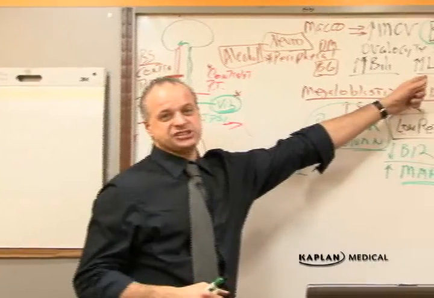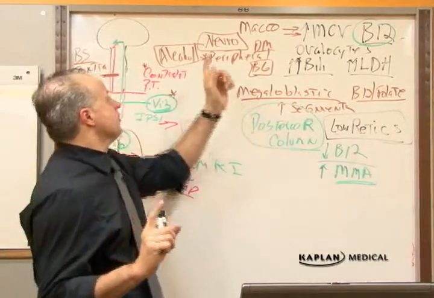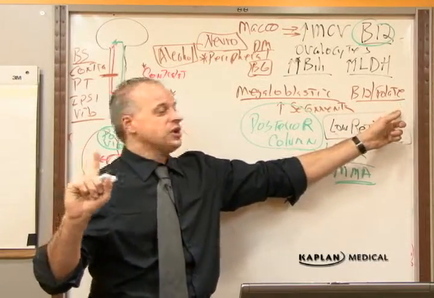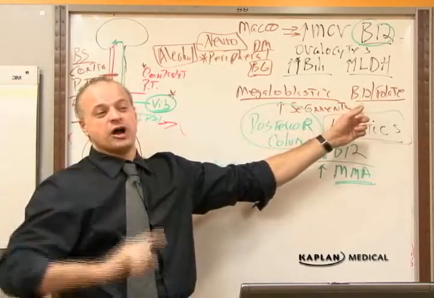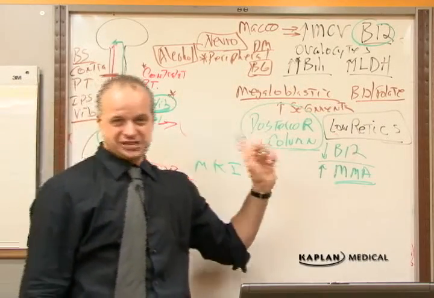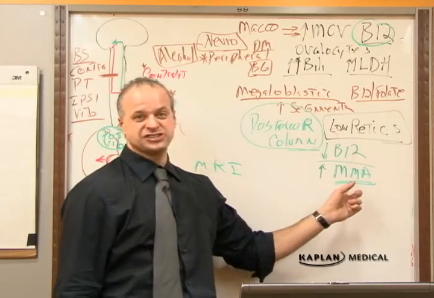Increased bilirubin, increased LDH. Looks like hemolysis, but you get a normal reticulocyte count. Most common neurological problem, peripheral. Folate has no neuro. B12 has any neuro, with the most common being peripheral. Posterior column damage, you get a B12 level, and if it's normal, an increased methylmalonic acid level.